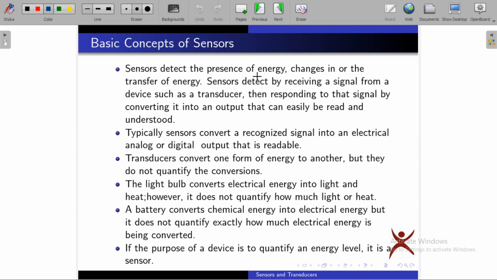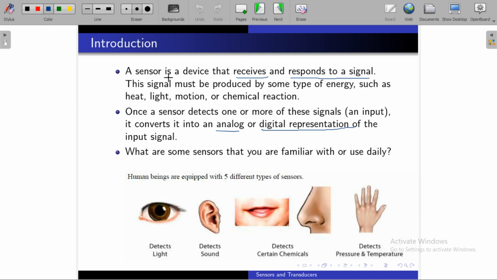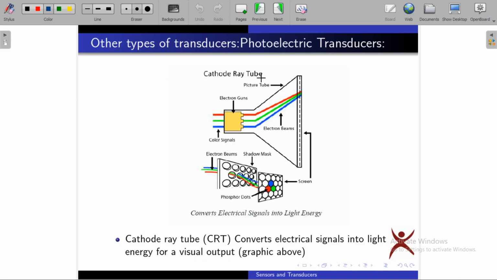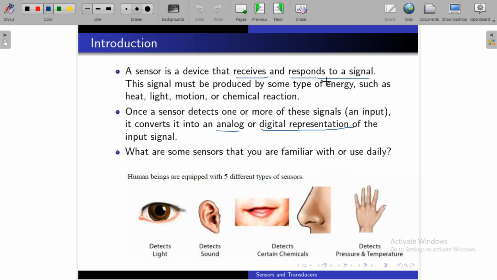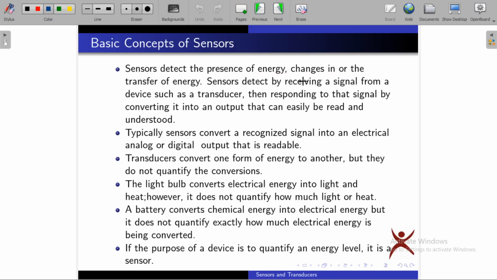Sensors detect the presence of energy. A sensor is a device that receives a signal and responds to a signal. Let me give some more clarity about that point. Sensors detect the presence of energy, changes in energy, or the transfer of energy.